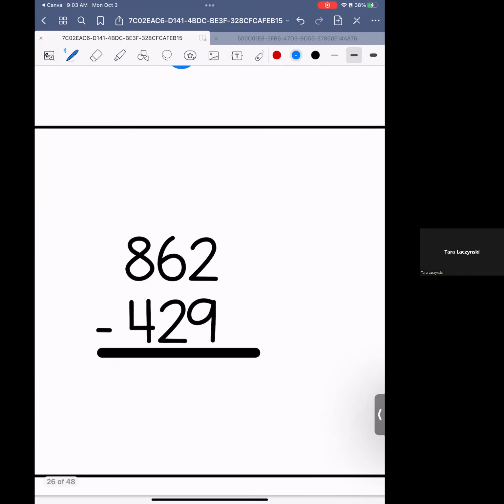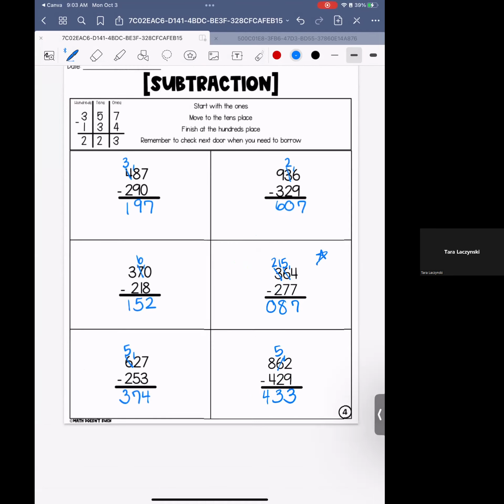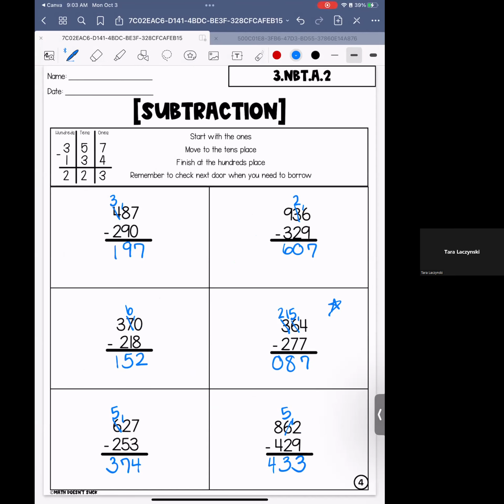862 take away 429. We need to borrow because if I have 2, I cannot give you 9. Our 6 becomes a 5. Here we go. 2 becomes a 12. 12 take away 9 is 3. 5 take away 2 is 3. 8 take away 4 is 4. 433. That brings us to the end of page 4.